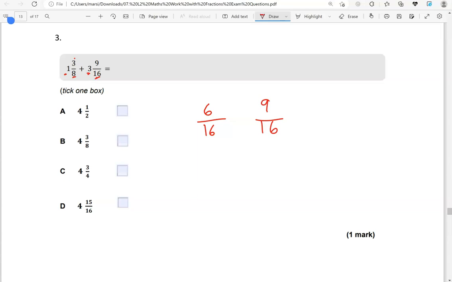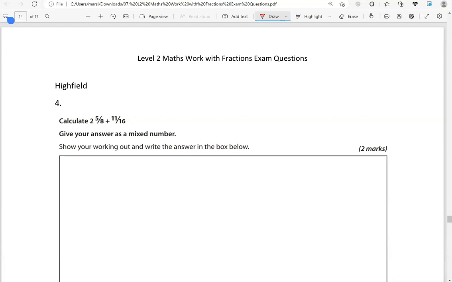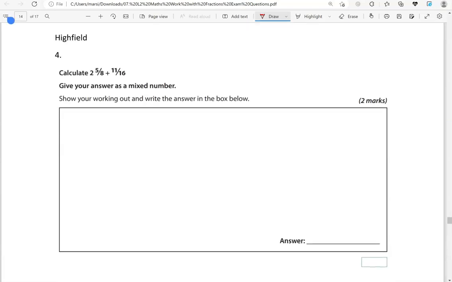So adding these two together, 9 and 6, that is 15, so 15/16. And adding now the whole numbers, 1 and 3, that is 4, so 4 and 15/16, which is the last option, option D. Calculate 2 and 5/8 plus 11/16. Give your answer as a mixed number. Show your working out and write the answer in the box below.